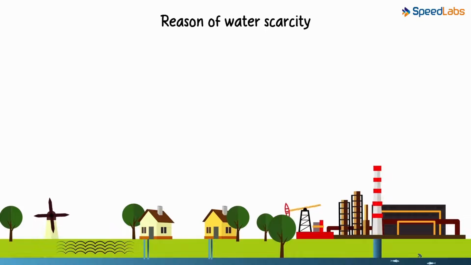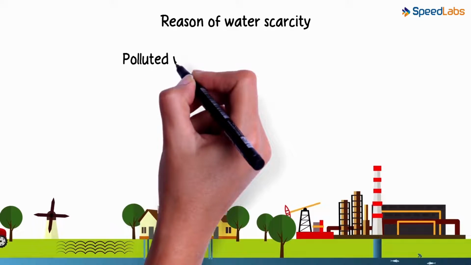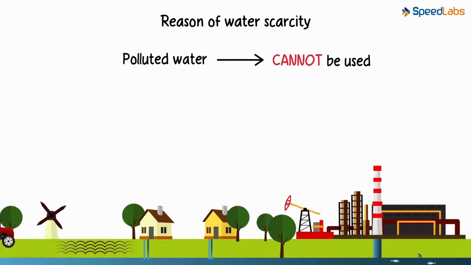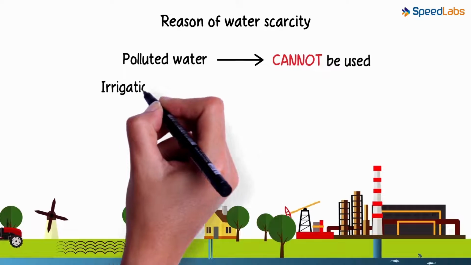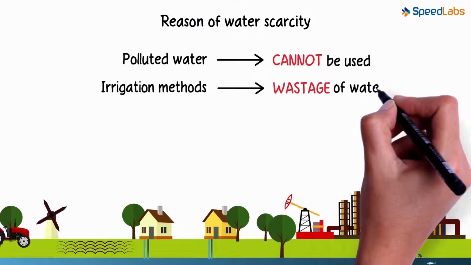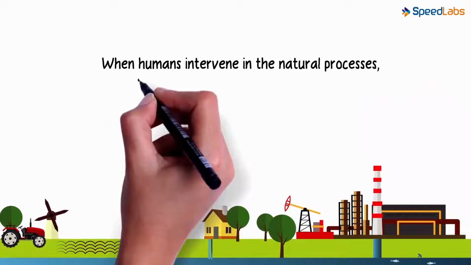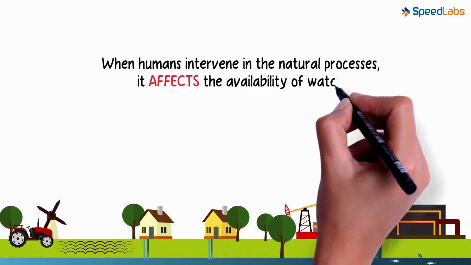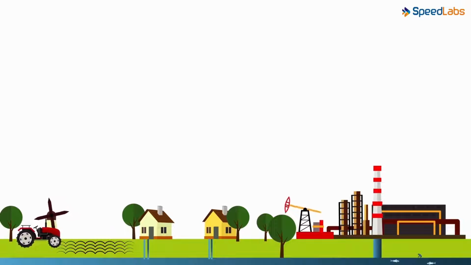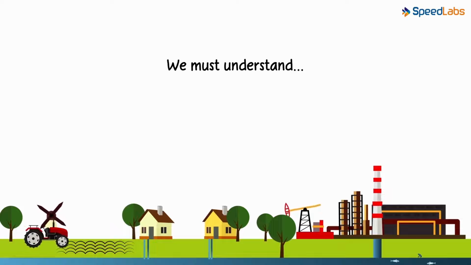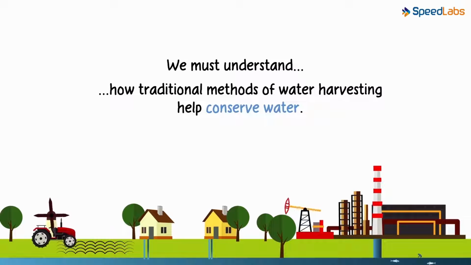Another major reason for water scarcity is the pollution of water. Water once polluted cannot be used. And lastly, the irrigation methods too give rise to wastage of water. When humans intervene in the natural processes, it affects the availability of water. However, once again, we must understand how local people using their traditional methods of water harvesting help conserve water.